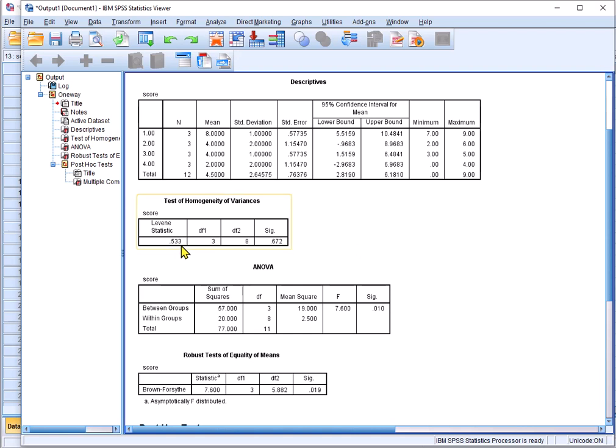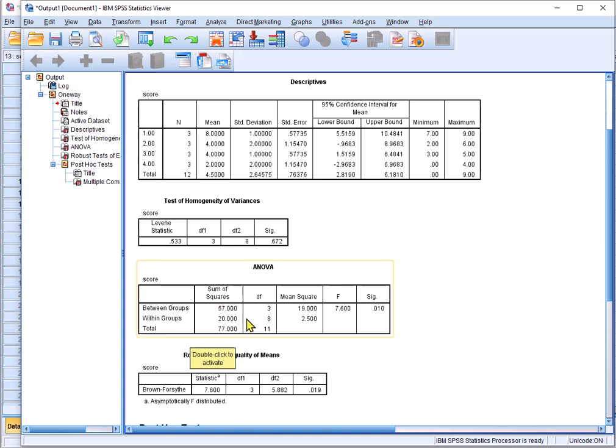We see that the Levene statistic, that's the homogeneity of variance test, is not significant. That's a good thing. We don't want it to be significant. That tells us that we have not violated the assumption of homogeneity. If we had violated that assumption, we would have to use the Brown-Forsythe adjusted statistic, which you can see is the same as our regular one here. And the reason why that's the same is because the variances are almost equal.